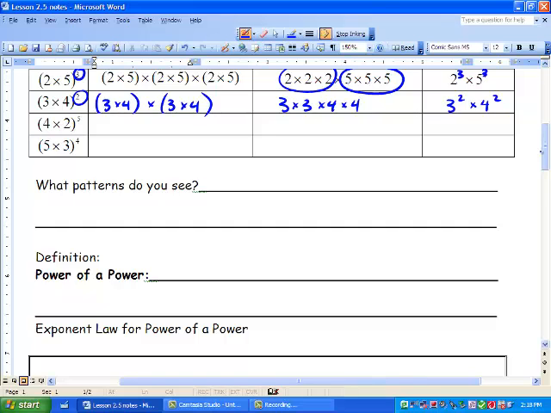All right? So in number 1, the pattern that we see is we multiply the inside exponent by the outside exponent.